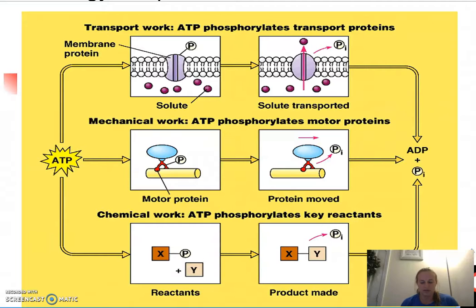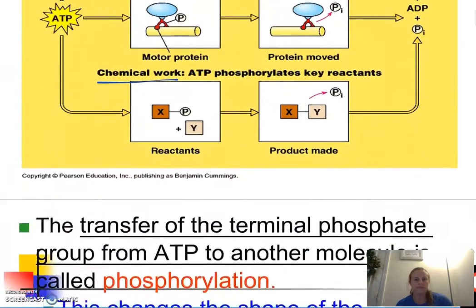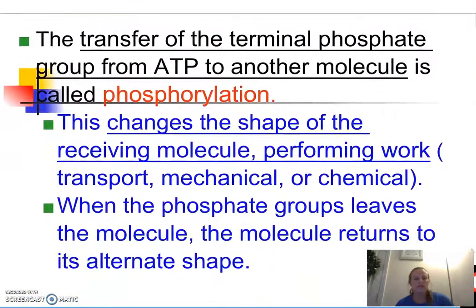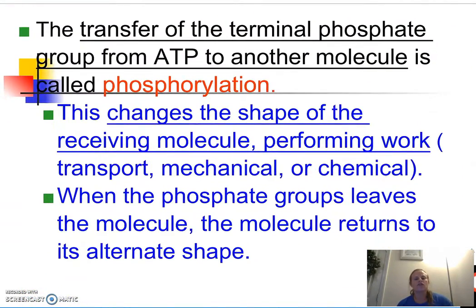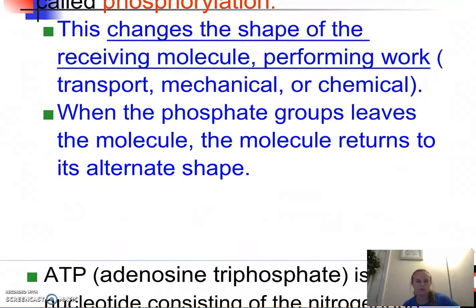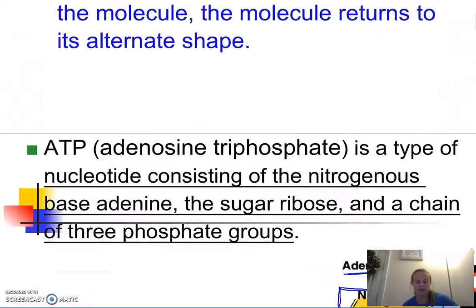Here are examples of mechanical work, chemical work, and transport work. Phosphorylation is the transfer of the terminal, meaning the last, phosphate group from ATP to another molecule. What that does is change the shape of the receiving molecule that's performing the work, the transport work, the mechanical work, or the chemical work.